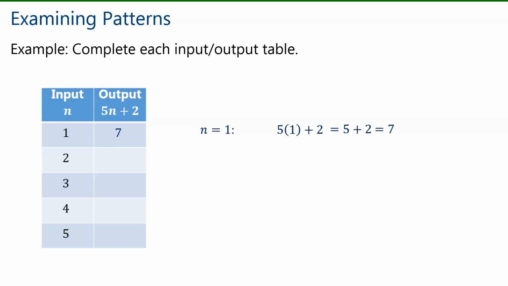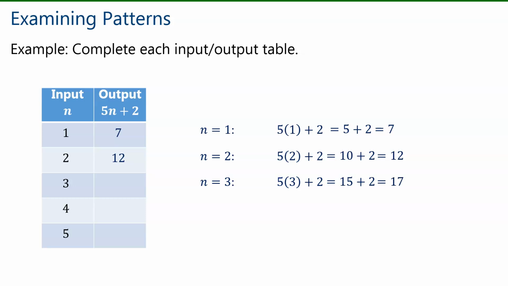Now n equals 2. So we'll write 5 times 2 plus 2. Multiplying 5 and 2 to give us 10 gives us an answer of 12. Now let's look at n equals 3. 5 times 3 is 15. Adding 2 to that gives us 17.